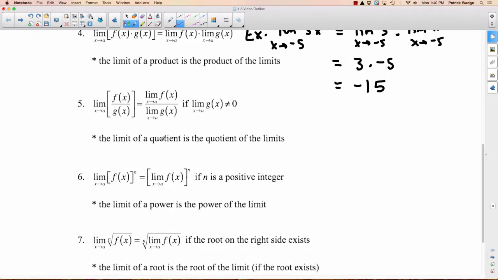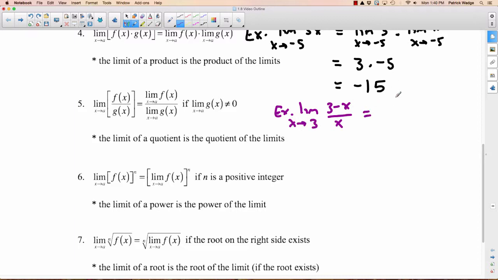Okay, very similar to that one. This time we have the limit of a quotient is the quotient of the limits. So we take the limit of two functions that you're dividing. You can take the limit of the numerator and then divide it by the limit of the denominator. Notice, of course, that the limit of the denominator cannot equal 0 because you can never divide by 0. So here's our example of this one. Let's do the limit of 3 minus x divided by x as x approaches 3.